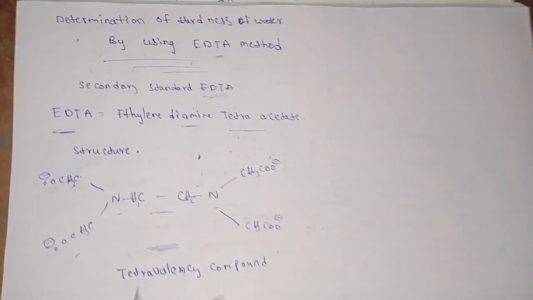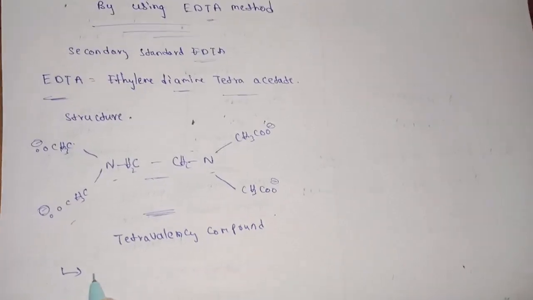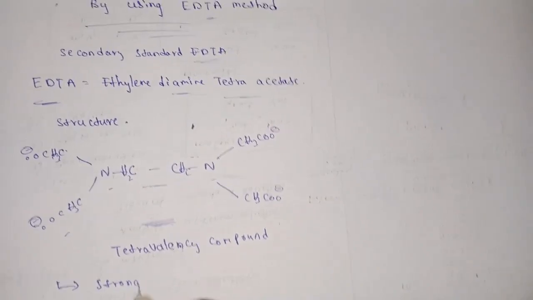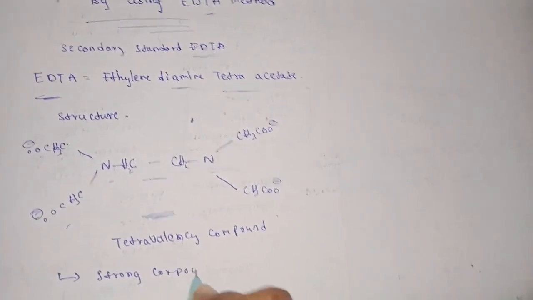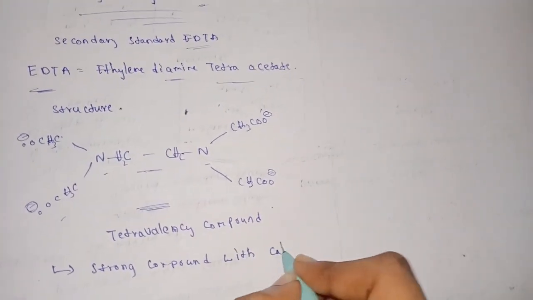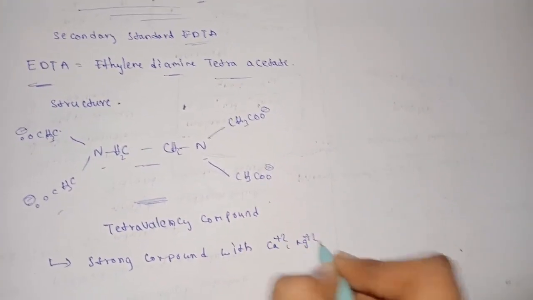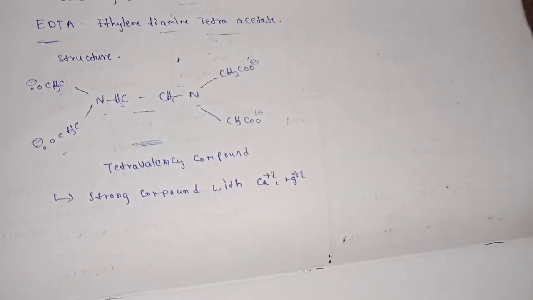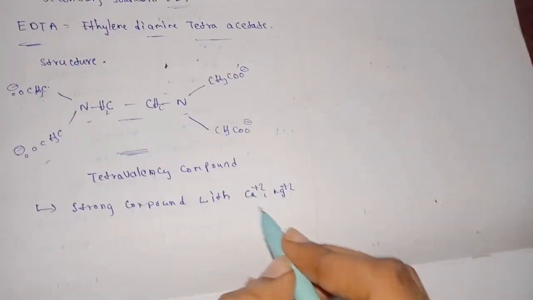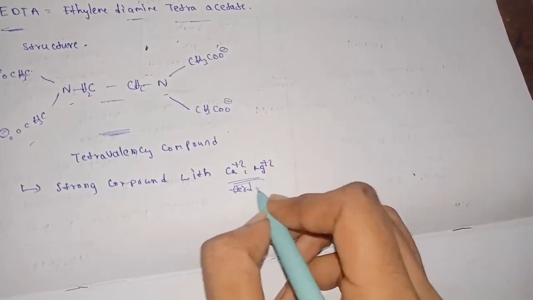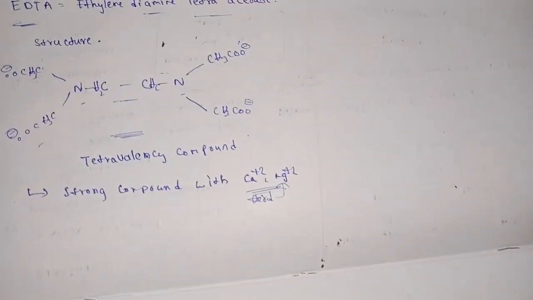So it will form a strong complex or compound with calcium and magnesium ions. It will form a strong compound with Ca2+ or Mg2+ ions, which means hard water. Hard water is nothing but water containing these two ions or salts.